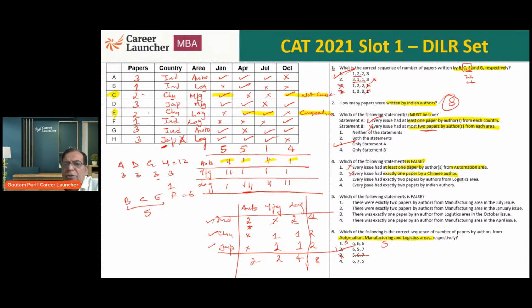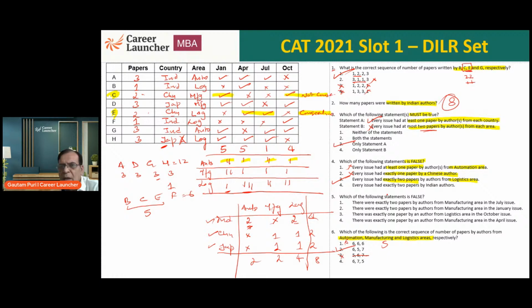I'll eliminate. Statement 3. Every issue has exactly 2 papers by authors from logistics. Okay. Exactly 2 papers from the logistics area. Let's check. Okay. Logistics area, no. January there's only one paper. Other three have at least two, but January is only one paper. That means this statement is false and this is the correct answer.